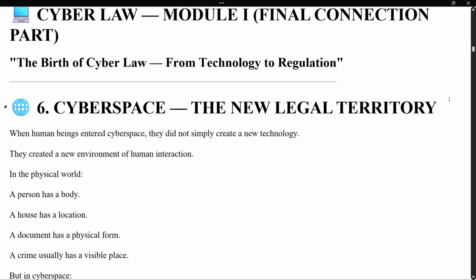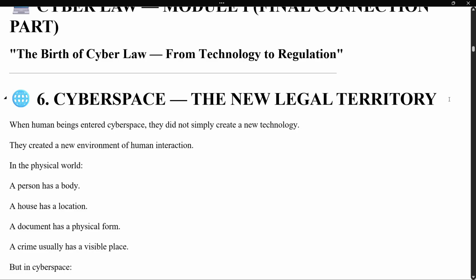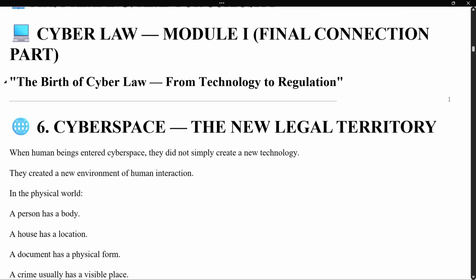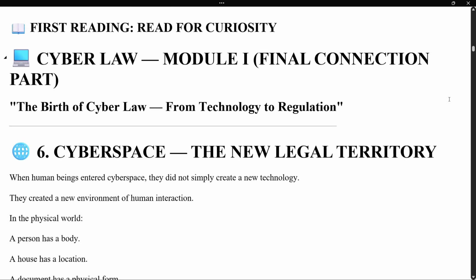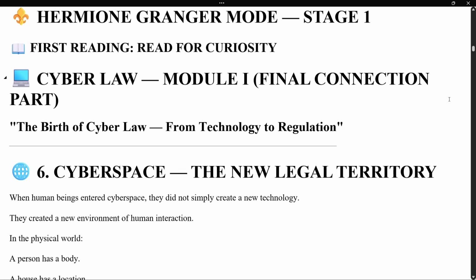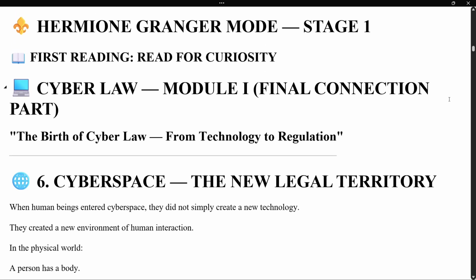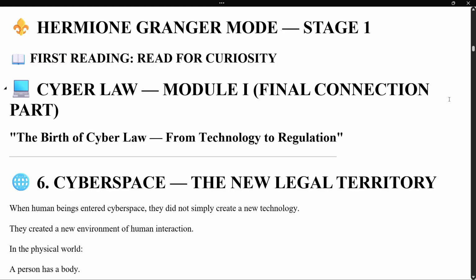Hermione Granger Mode. Stage 1. Open book, first reading. Read for curiosity. Cyber Law, Module I, Final Connection Part. The Birth of Cyber Law, From Technology to Regulation. 6. Cyberspace, the new legal territory.